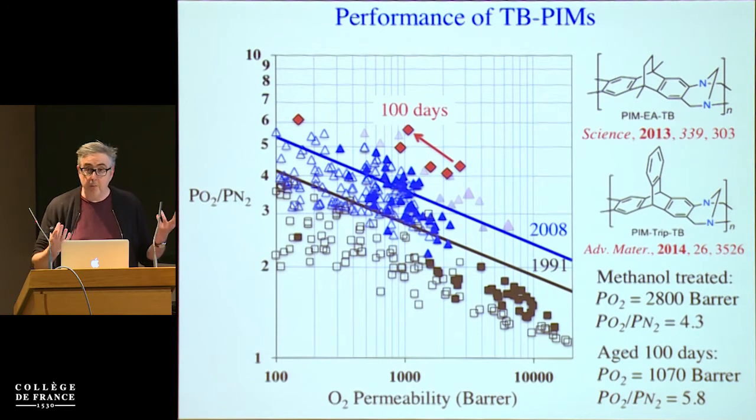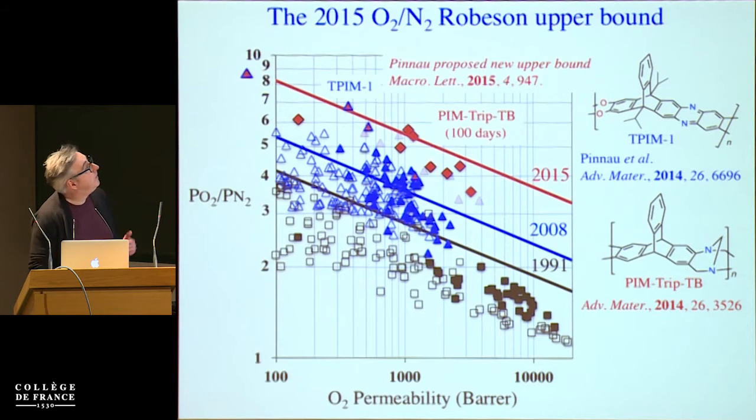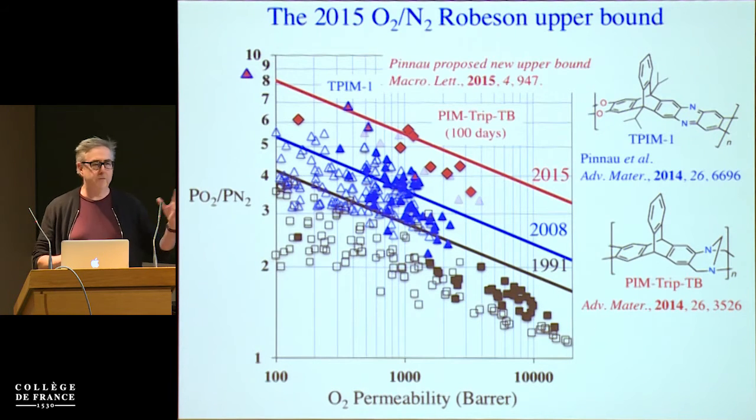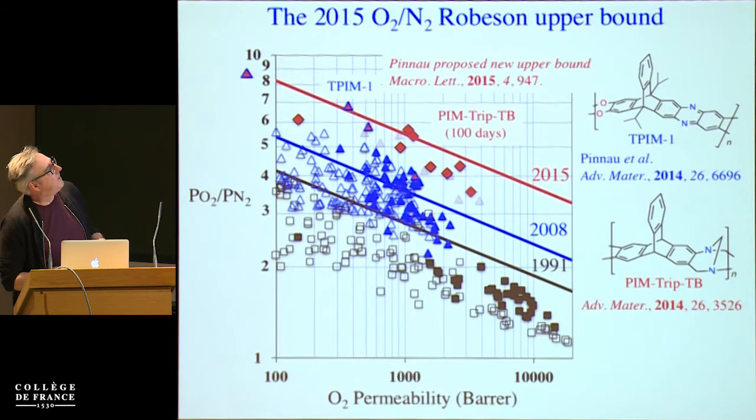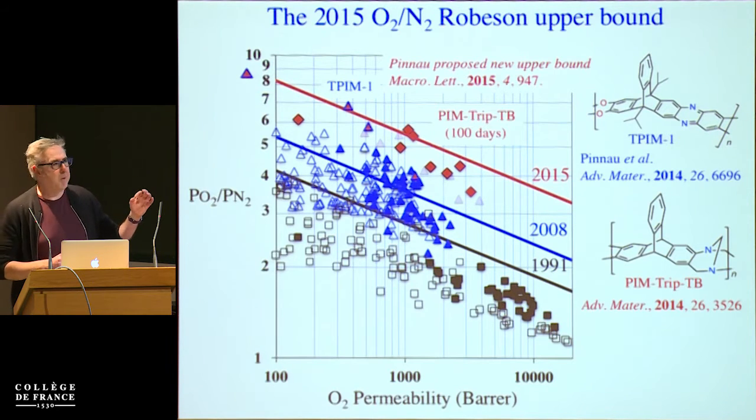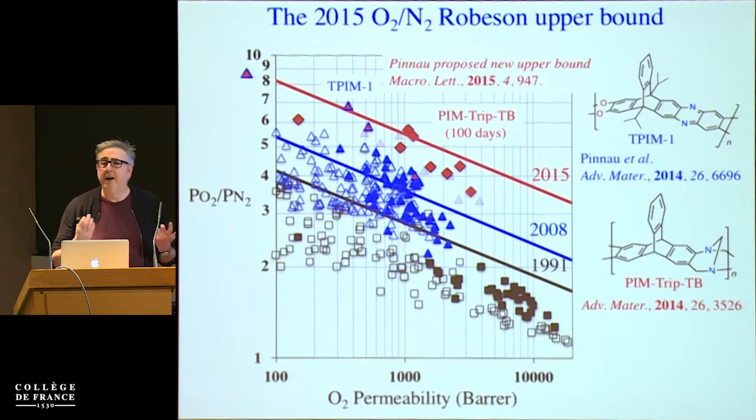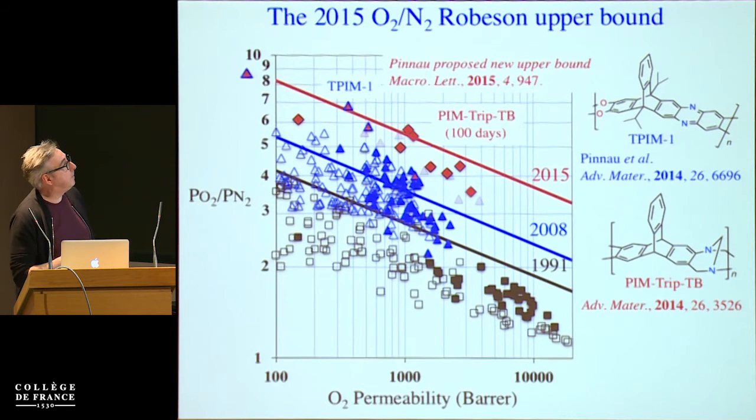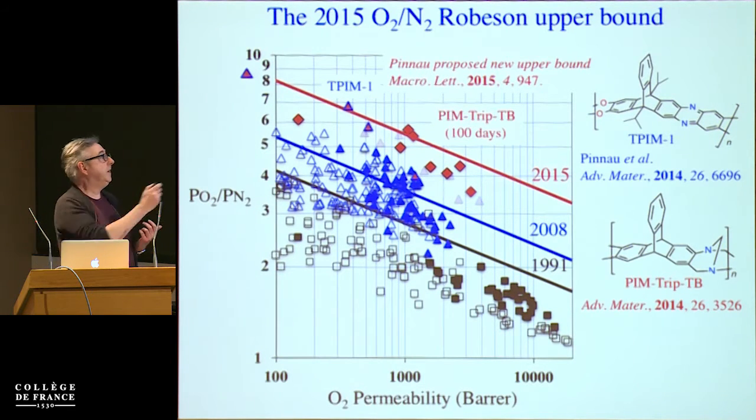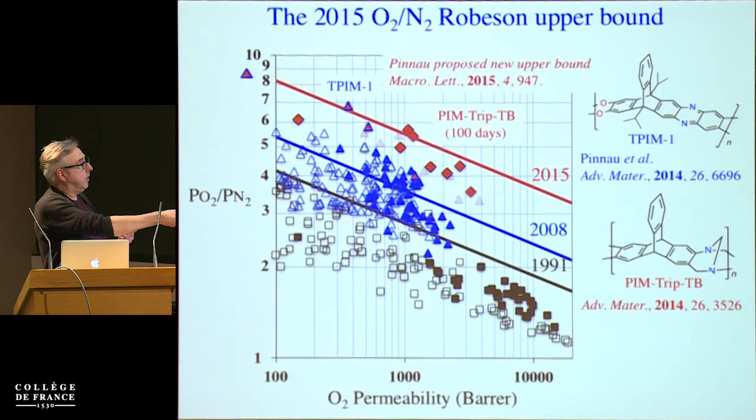And this has now been used by Ingo Pinnau, who was too impatient to wait for Robeson to revise his own upper bound. So he went ahead and revised it for him. And he, using his polymer here, which is very similar, another triptycene-based PIM, and this Tröger's base PIM from our lab, drew a line through a couple of points, and that's the new 2015 upper bound. And it's quite an impressive increase from the 1991 upper bound.